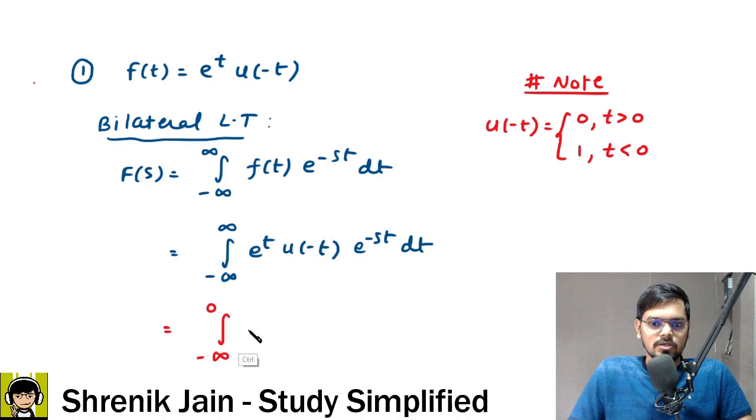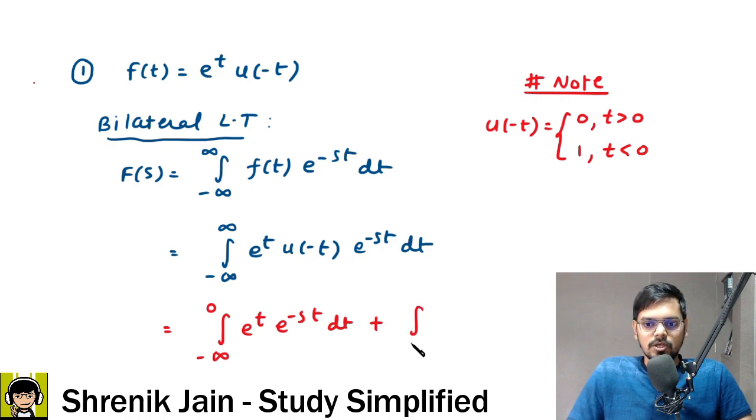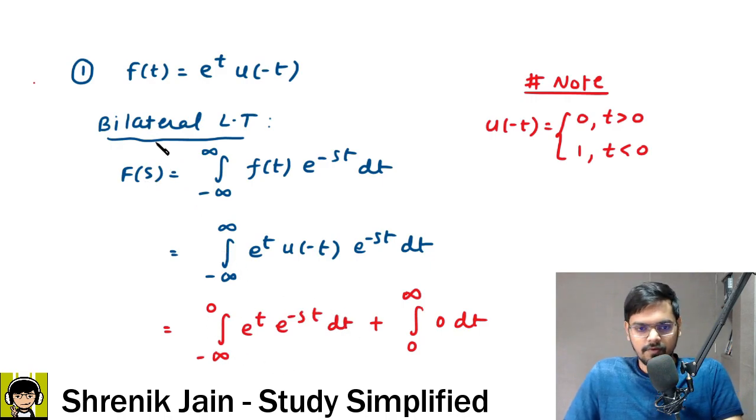Therefore, our integration would look like e^t into e^(-st) dt. Then if you check the integral from 0 to infinity, in that case time is greater than 0, and u(-t) is 0. So if this is 0, 0 into anything is 0. So this would be the integration of 0 dt, which is 0 only. So basically we have to solve this and get our capital F(s).